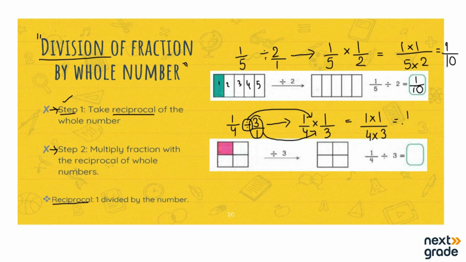What will come? 1 times 1 is 1, and 3 fours are 12. We write over here 1/12. Okay, I'm going to do some more examples over here. For example, if we have 1/7 divided by 2, simply what we are going to do is change the whole number into a fraction, and that is 2/1.